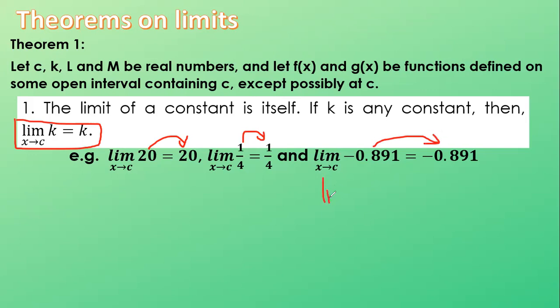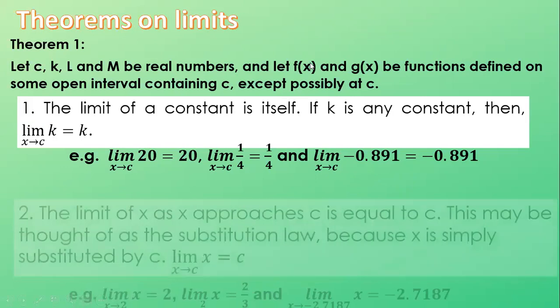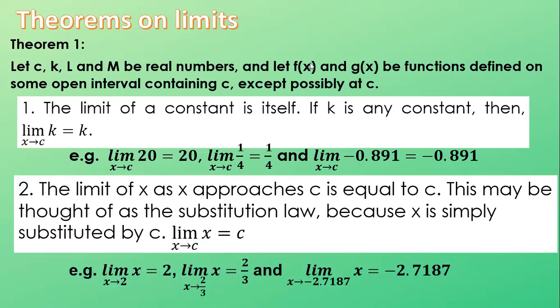Okay, so another example, if limit of pi yung binigay ko sa inyo as x approaches 5, any number, so that is also equal to pi since pi is a constant. Okay, so next, the limit of x as x approaches c is equal to c.